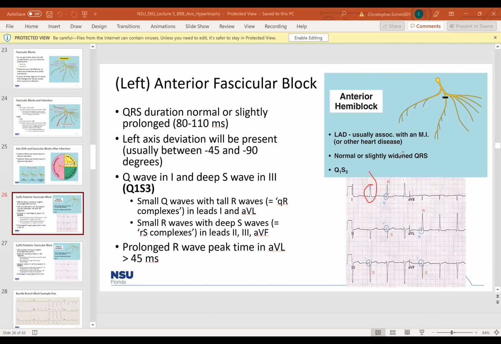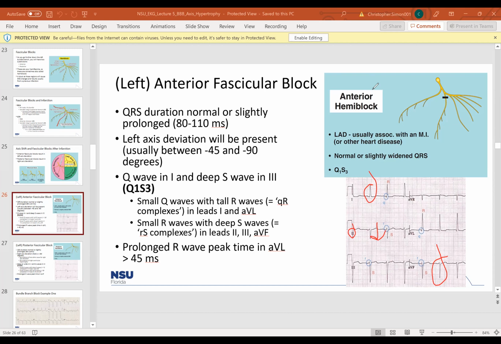Well, look what we've got here. Lead 1 goes up and aVF goes down. Guess what kind of axis deviation that is? That's a left axis deviation. So if we have a left axis deviation, what do we do? We go look at lead 2. If lead 2 goes down, we also have a left anterior fascicular block. Okay, so that is how you're going to identify that.